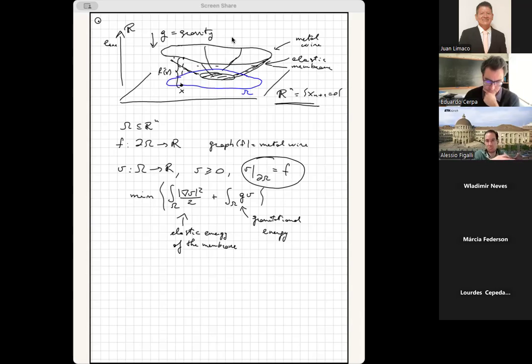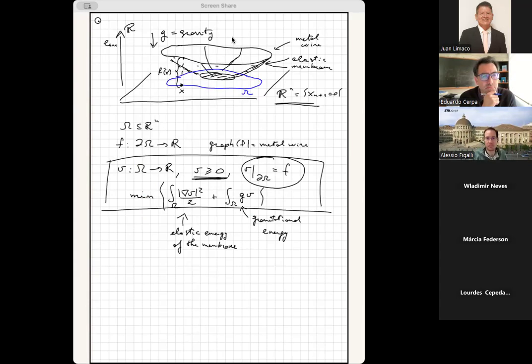So the elastic energy makes it nice and smooth. And then the gravitational energy is what pushes my membrane to go down. And you see that there is this constraint, V non-negative, which is the fact that we cannot cross the plane, the R^n plane, which is below. So this is the setup, and you have a minimization problem. So this is our minimization problem.